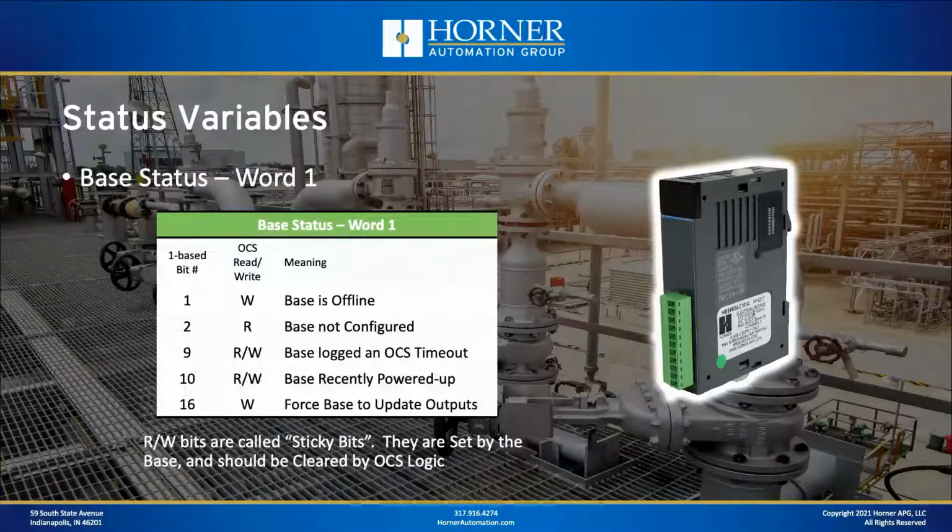And then there's one more bit that is actually a write-only bit from the OCS side of things. If for whatever reason the OCS wants to force all the output modules in the SmartRail, whether that's digital or analog, to write their values right now instead of waiting for the next change of state, then the OCS can turn on that bit and the SmartRail will immediately update its outputs. So that is the status for the base, available through the status register, status/variable.